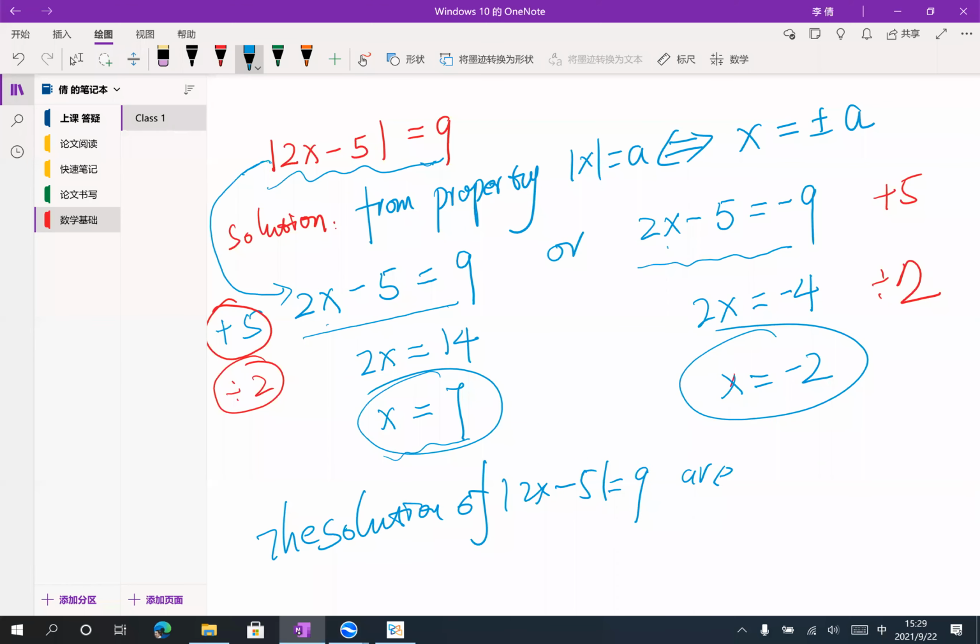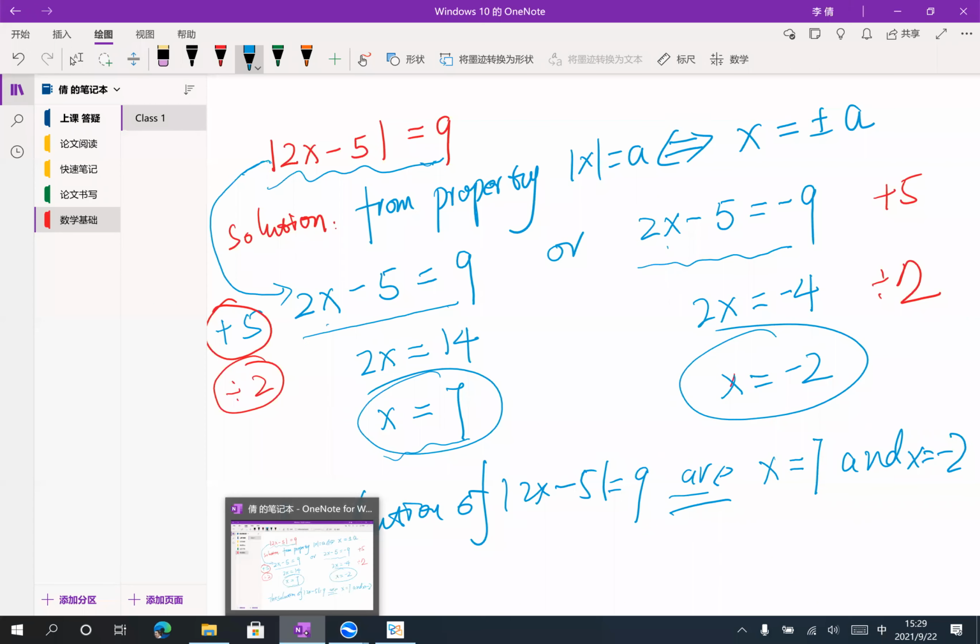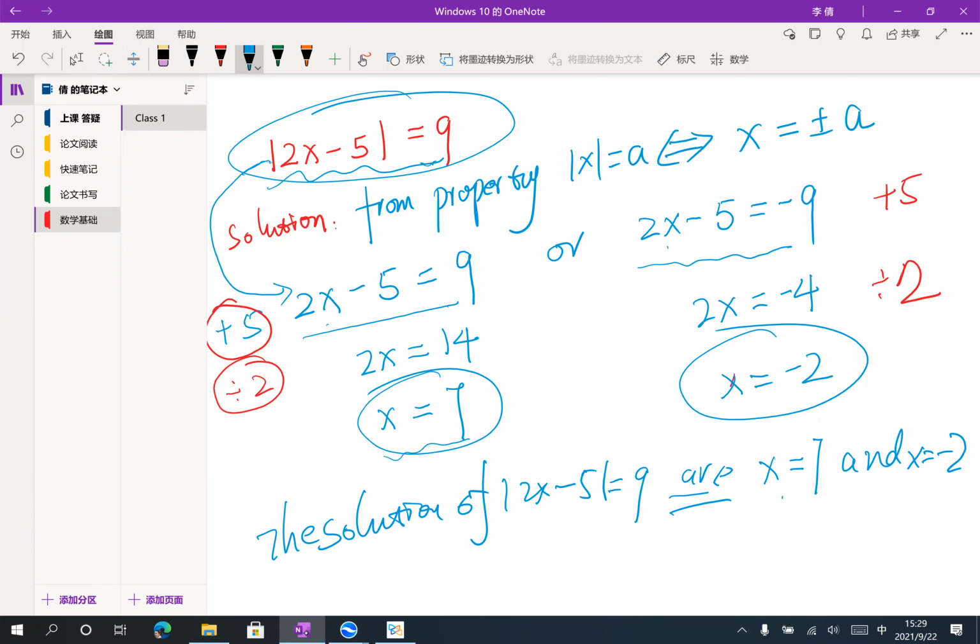There are two solutions. So x is equal to 7 and x is equal to -2, right? There are two solutions for this equation. Okay, got it. This is how to solve the equations about the absolute values.